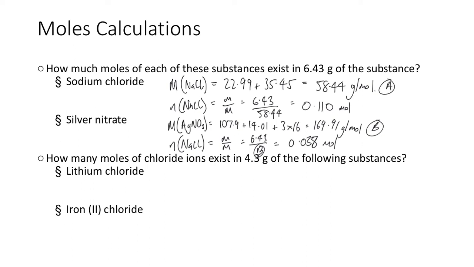All right, but just remember, read the question. How many moles of chloride ions? So you'll have to think about these formulas here. Actually, maybe let's just go through it together. The molar mass of lithium chloride, and that's the formula for lithium chloride, is 6.94 plus 35.45, which is equal to 42.39 grams per mole, which we'll save as C.